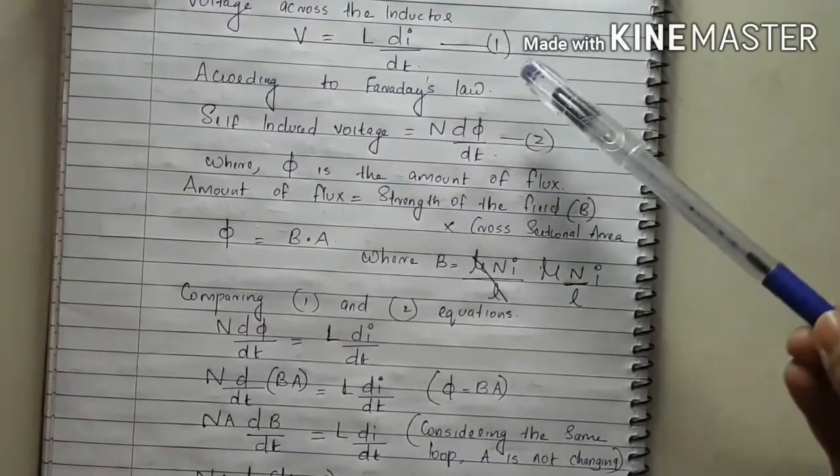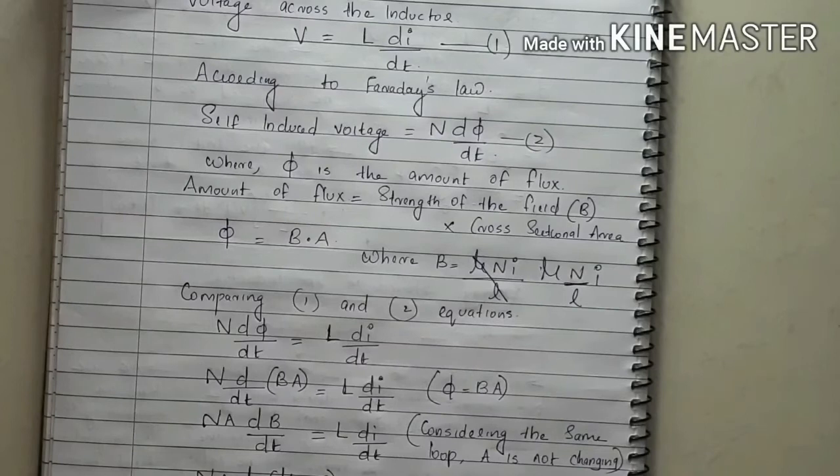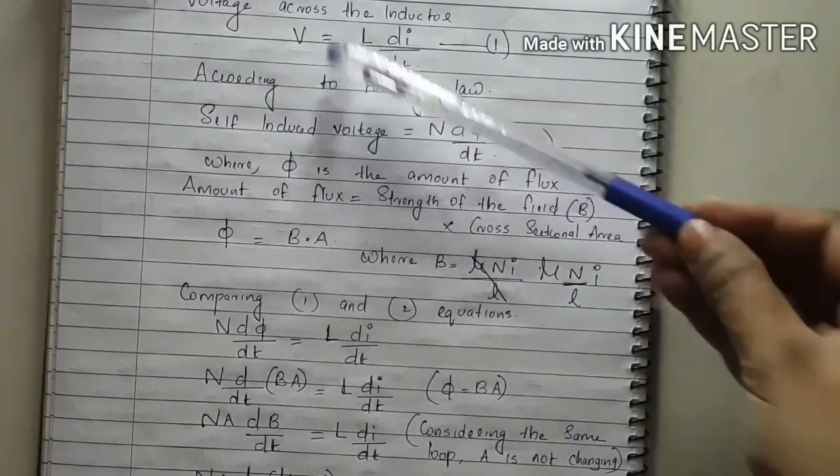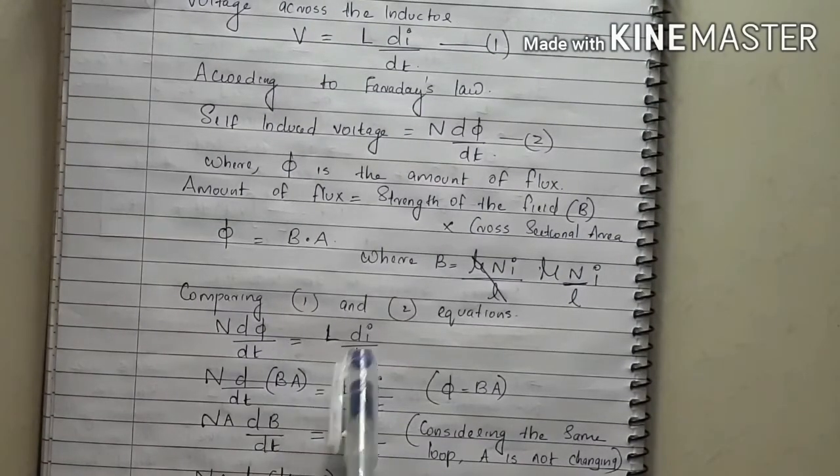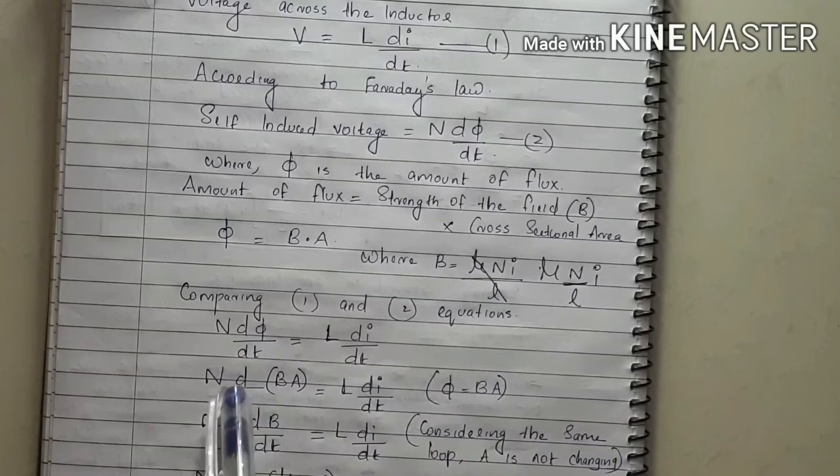Comparing equation 1 and 2, the left hand side is the same, V. So we can compare equations 1 and 2: N d phi by dt equal to L di by dt. Substitute the equation for phi. N d by dt of phi, which is nothing but B into A, equal to L di by dt.